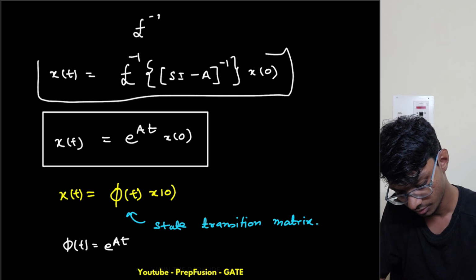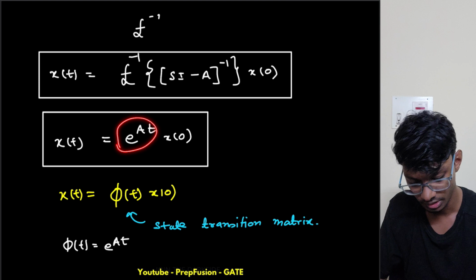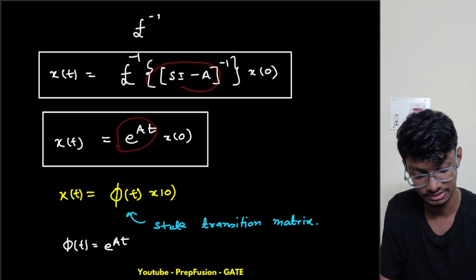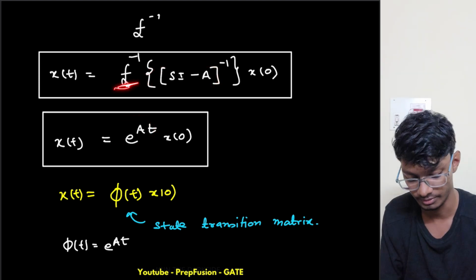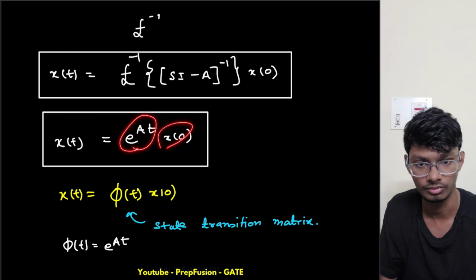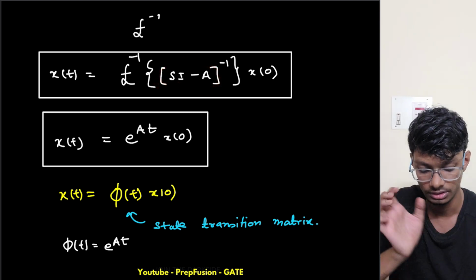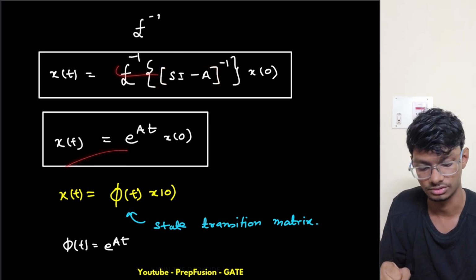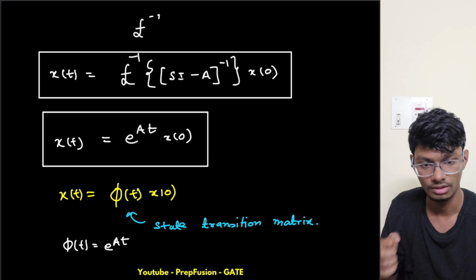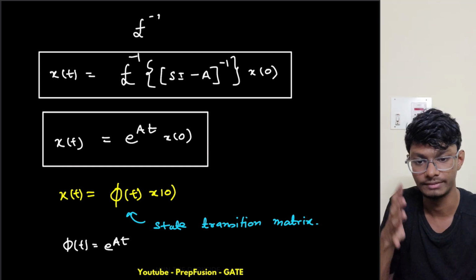Most of the time we will not find this e raised to power At directly. We'll find the inverse of (sI minus A) in the Laplace domain and then take the Laplace inverse, instead of finding e raised to power At and then solving, which would be difficult. This is one method and this is another method. That is the main point until now.